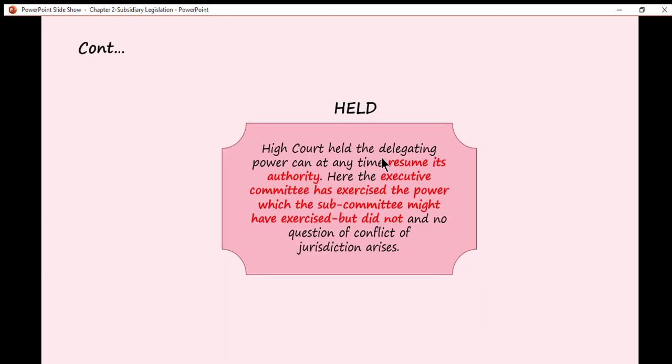So what did the court hold? The court held that the delegating power can at any time resume its authority. So in this case, the executive committee exercised the power which the subcommittee might have exercised but did not, and there is no question of conflict of jurisdiction arising in this case. So at the end, the court decided that the order was valid even though it was made by the executive committee, not the subcommittee. Okay, so next we continue with the first power of public authority.